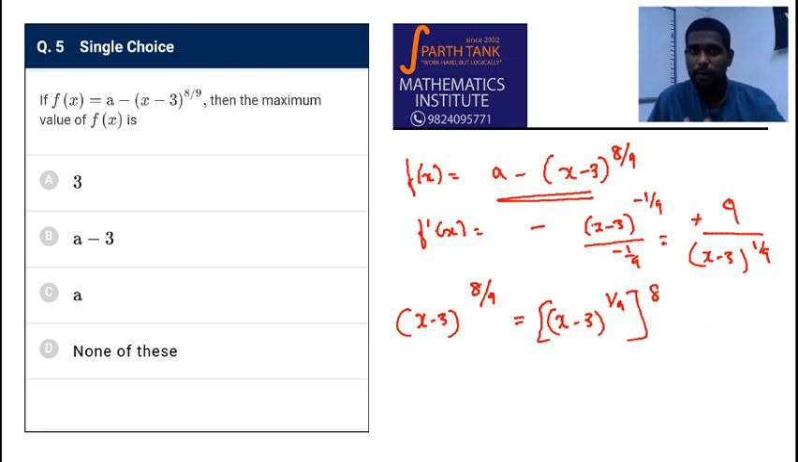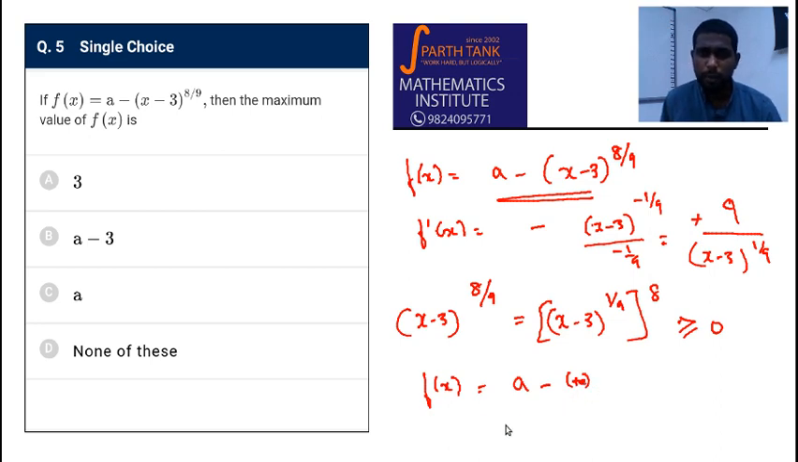Now that one real value can be either positive or negative based on whether x - 3 is positive or negative. If x is less than 3, this is negative, so (x - 3)^(1/9) will be negative. If x is greater than 3, this will be positive. However, whether this term is negative or positive, (x - 3)^(1/9) the whole power 8 is going to be always positive. Right? So f(x) is a minus something positive always here.